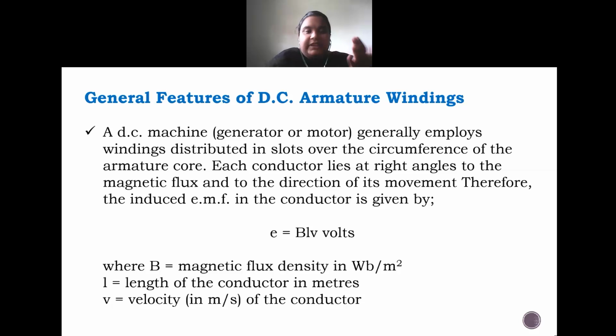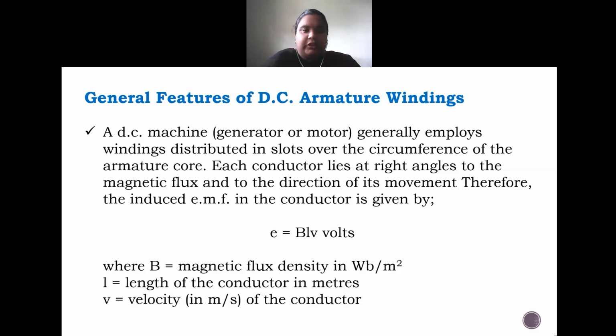Basically, we'll start with the general features of the DC armature windings, then go to some basic definitions, and then understand the different ways in which these armature windings can be connected. So let's start with the general features of the DC armature windings. As the name itself indicates, this is a DC armature winding. This can be used either in a generator or in a motor. So either way we can use this machine.